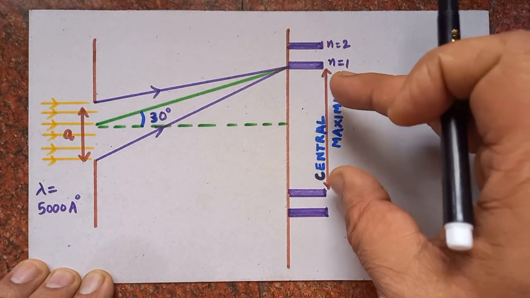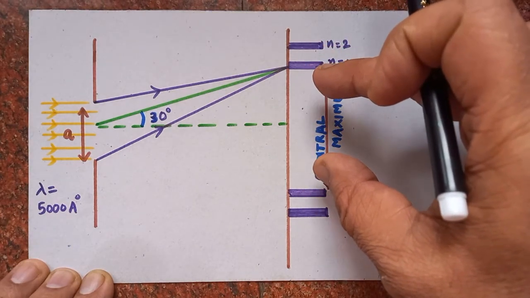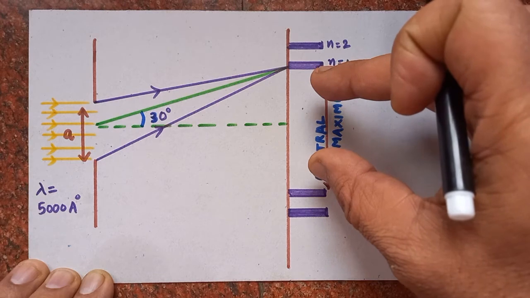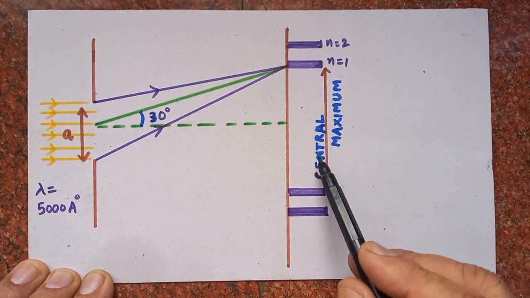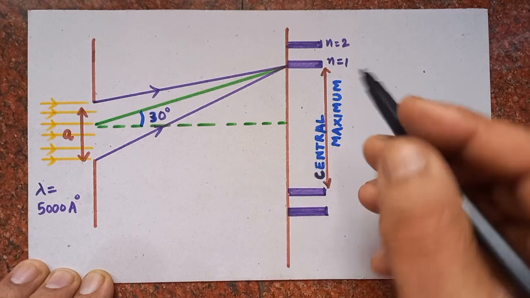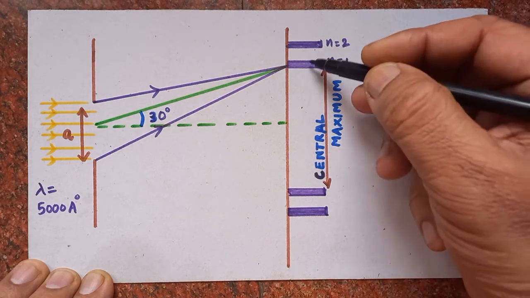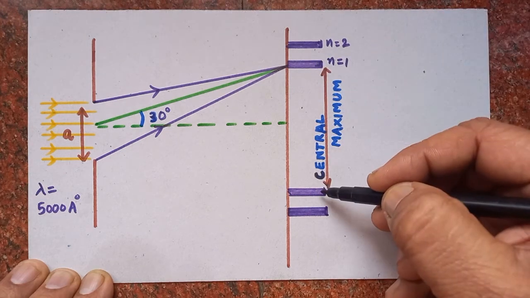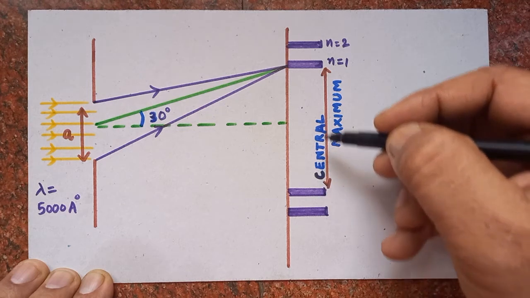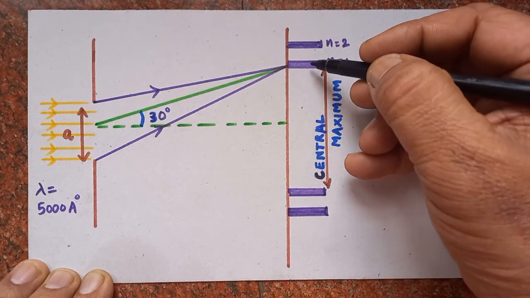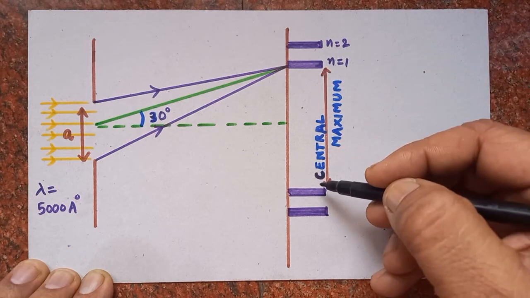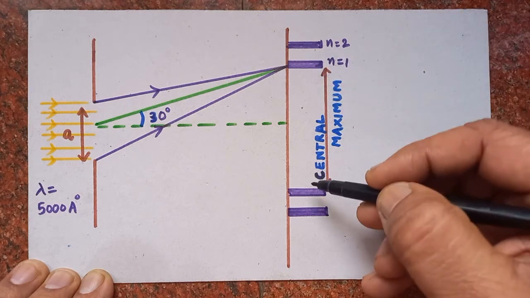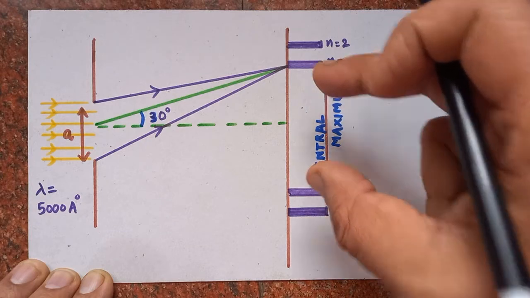In the diffraction pattern, the central portion of the fringe appears in the form of a central maximum. Central maximum means a bright, broad fringe is created at the center. That central maximum extends up to two minima. This is called the first minimum, and this is also the first minimum. So the central maximum spreads in between the two first minima, one on each side.